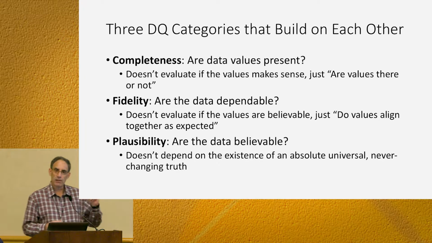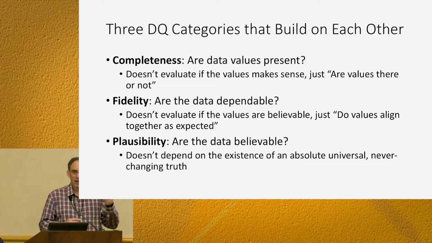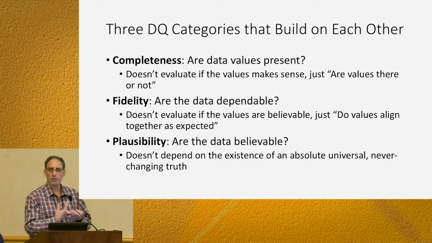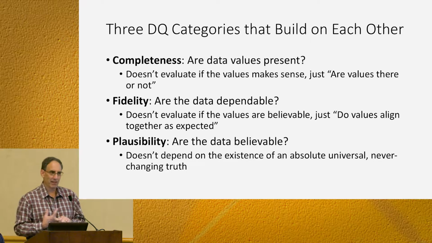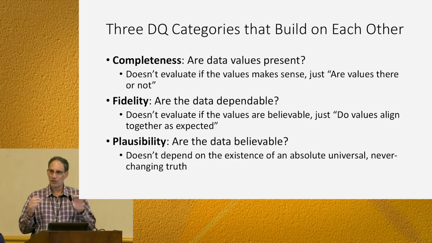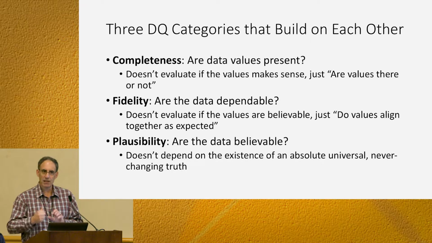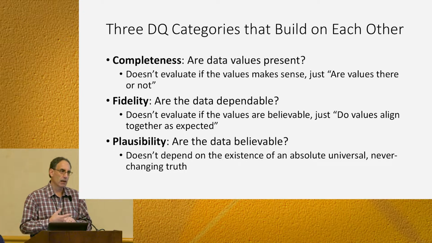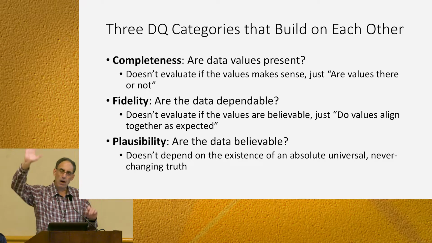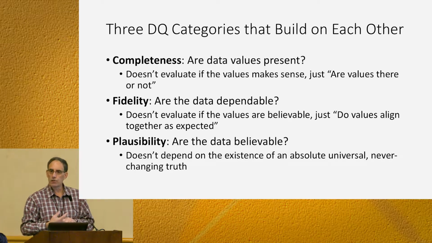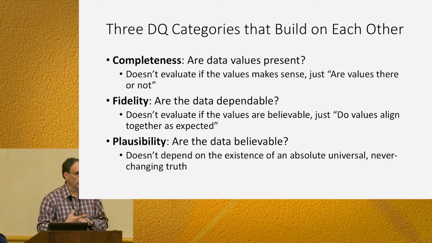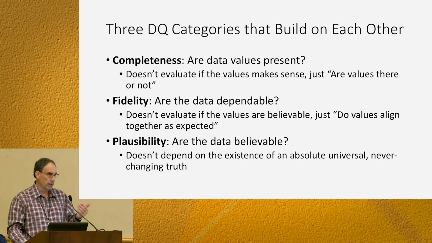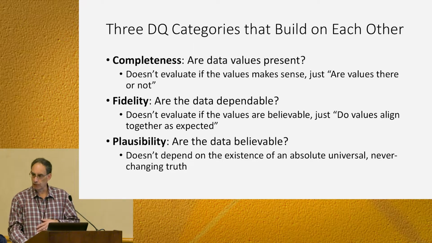And plausibility was the word that we ended up compromising with to get away from accuracy or precision or these other words that came from psychometrics that had really different meanings. So we said, well, let's use one that hasn't been taken by somebody. Let's steal plausibility. And that is the believability of the data, not necessarily assuming that there's an absolute, cosmic truth out there, but that there's some expectation of what the real data should be. 3 levels. Completeness. You don't have completeness, don't bother with fidelity. You don't have fidelity, don't bother with plausibility.